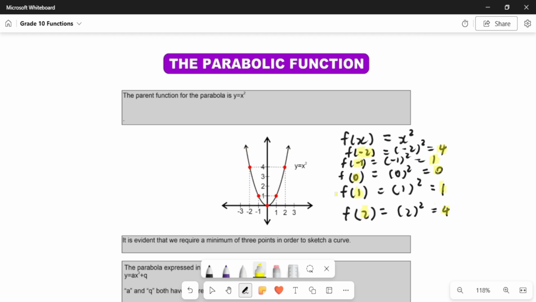So that's all we are doing, right? That's the parabola in its most basic form. Okay, and exactly as I said, we do need a minimum of 3 points to sketch the curve. Very simple. Now, let's move on to the more generalized form.